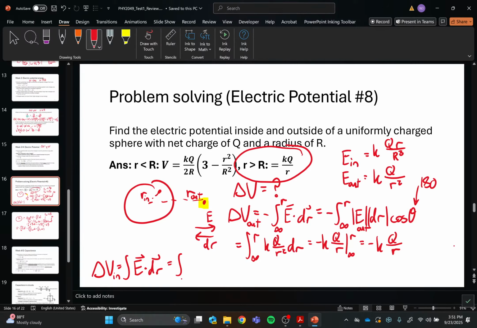You all need to integrate when you're outside of it, and then you all need to integrate when you're inside of it. Now, the bounds are the interesting things that come out here. When I'm outside of it, where do I start? Where do I end? I end at capital R. When I'm inside of it, where do I start? Capital R. Where do I end? At little r. What am I doing? I'm taking my object from infinitely far away and bringing it in. That's what I'm doing here.